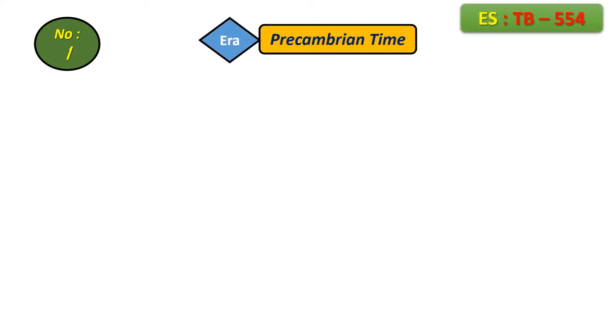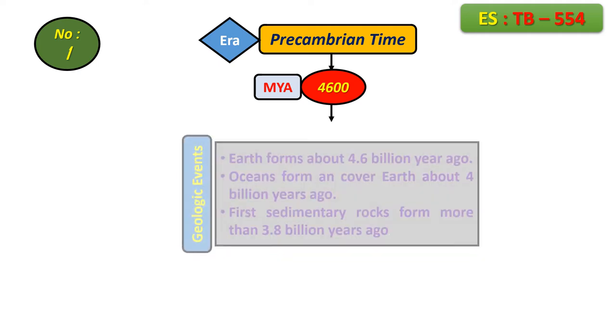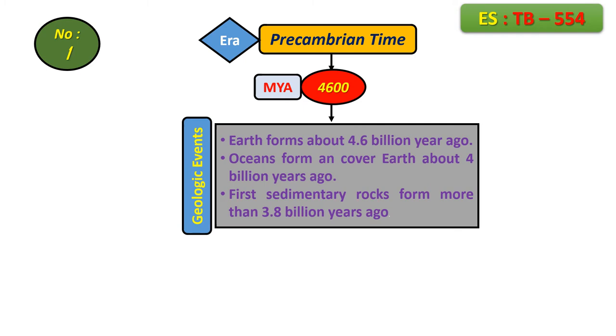Concept map of Precambrian time. Main geological event: Earth forms about 4.6 billion years ago. Oceans form and cover Earth about 4 billion years ago. First sedimentary rocks form more than 3.8 billion years ago.